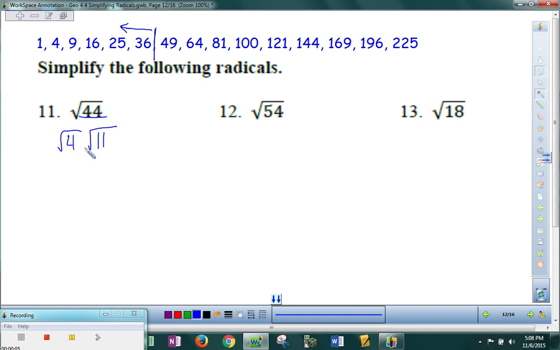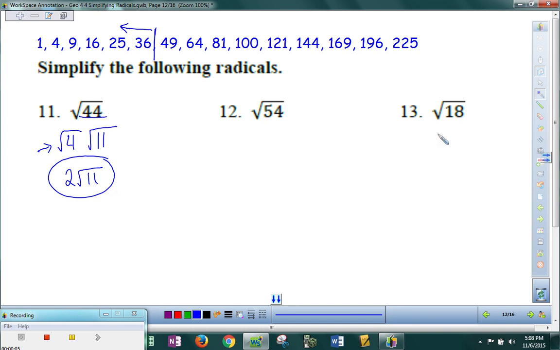Well, the point of this was to be able to simplify or break things down. Notice this number out front here, this square root of 4, can be broken down. We know the square root of 4 is just 2, so we're going to simplify the front half and bring the second half down. So the square root of 44 simplifies to 2 radical 11.